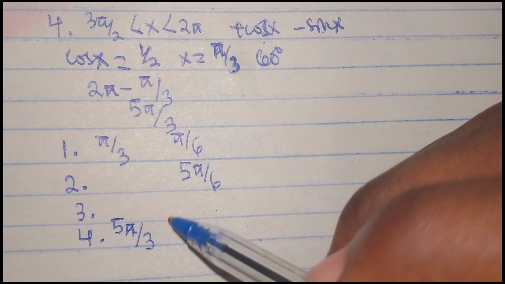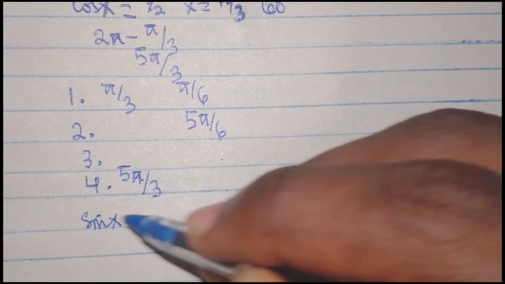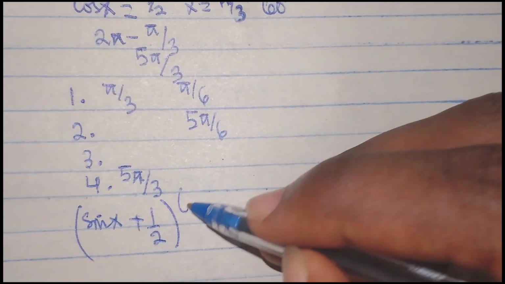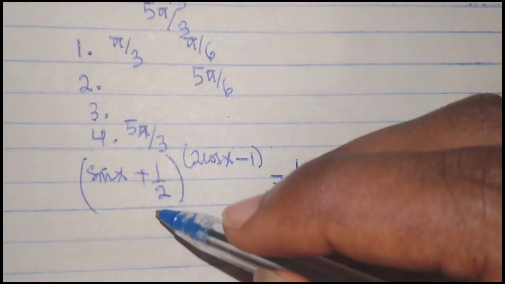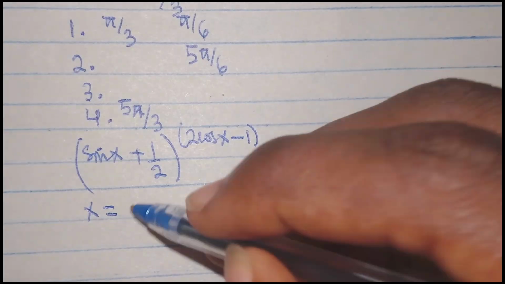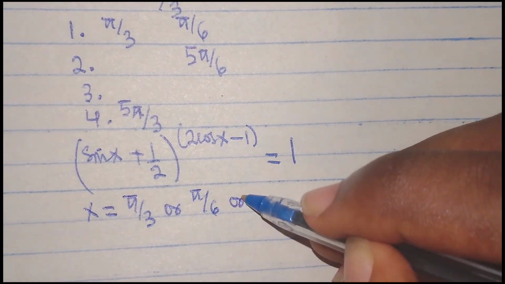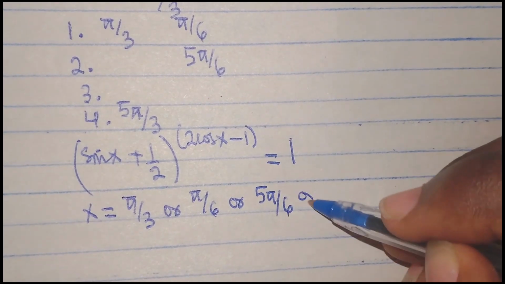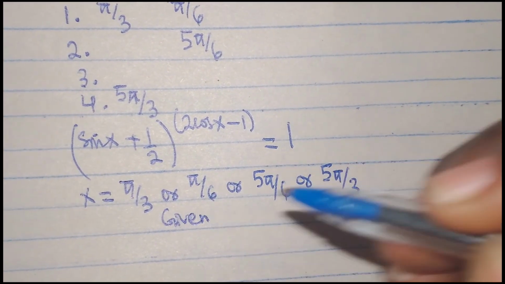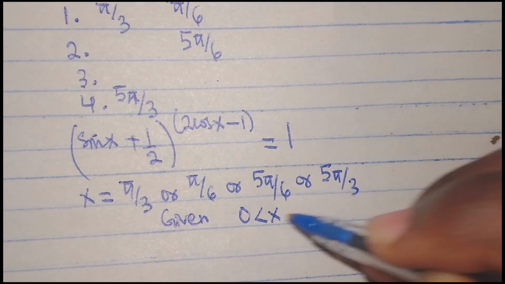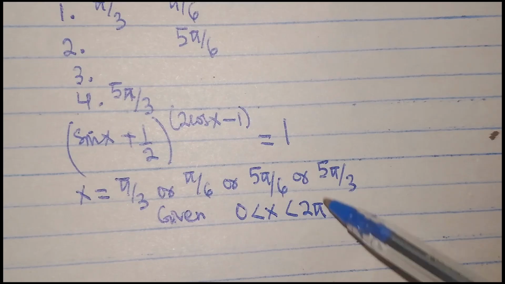Okay. So now the solutions for the question given, that is sine x plus half, 2 and exponents of 2 cos x minus 1, all this equals 1, the solutions are x is equal to pi on 3 radians, or pi on 6 radians, or 5 pi on 6 radians, or 5 pi on 3 radians, given the interval 0 less than x less than 2 pi. So note, we look at the interval before we actually solve.